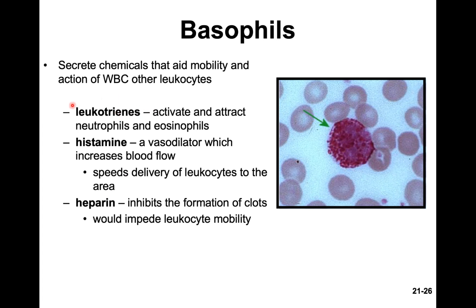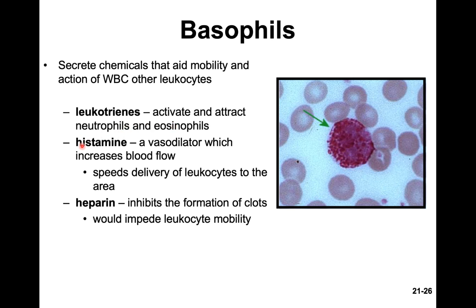And the first chemical is called a leukotriene. The first step in generating an immune response is to call over cells that are going to generate the immune response. So the basophil will secrete leukotrienes. This chemical will then activate and call over neutrophils and eosinophils, the 2 that we just went over, to come and create a killing zone and do phagocytosis.